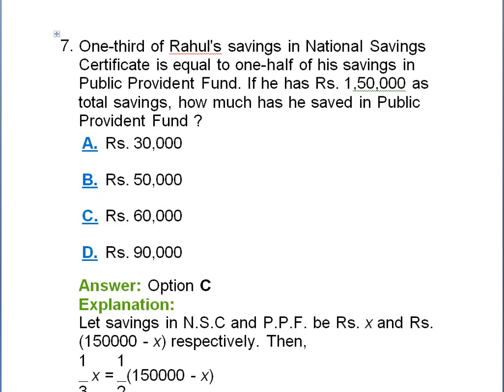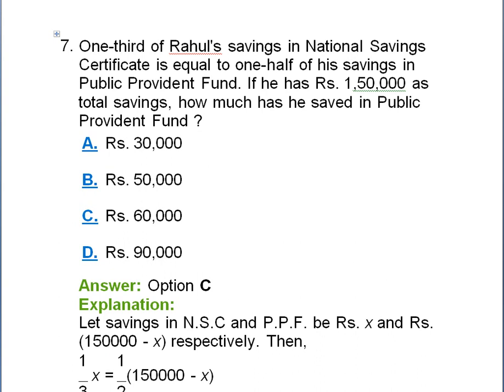1/3 of Rahul's savings in National Savings Certificate is equal to 1/2 of his savings in Public Provident Fund. If he has 1,50,000 as total savings, how much has he saved in Public Provident Fund?